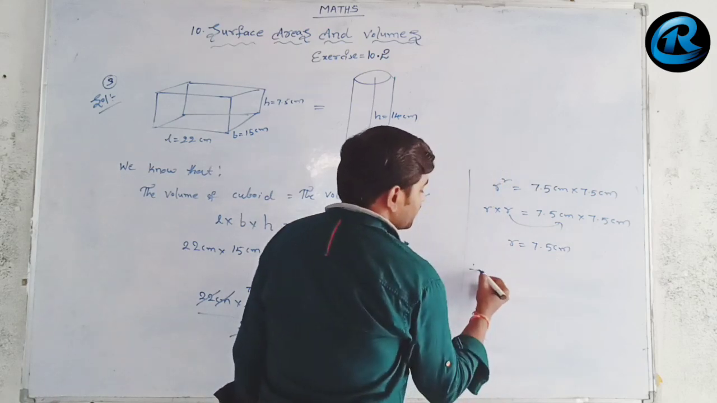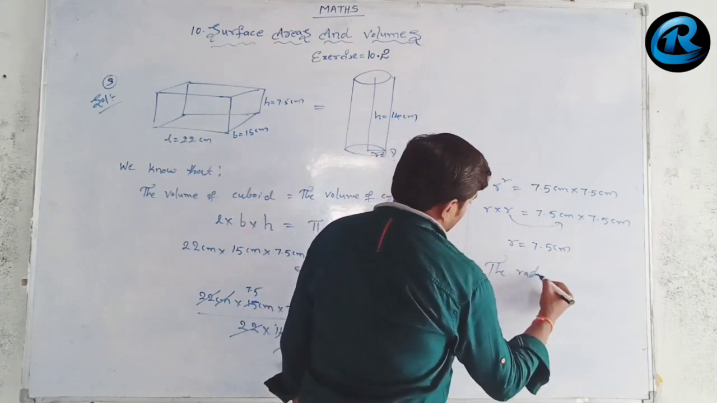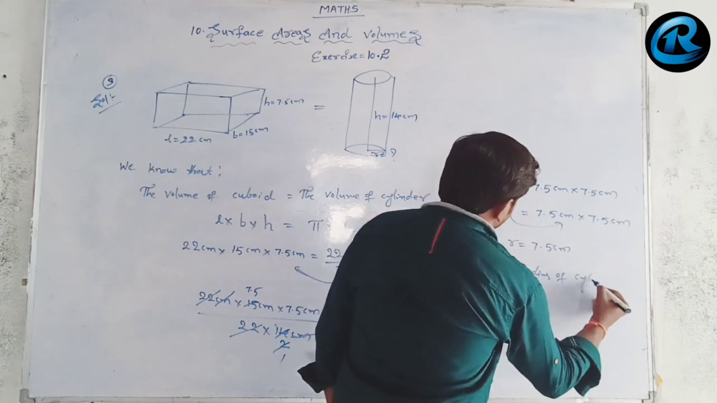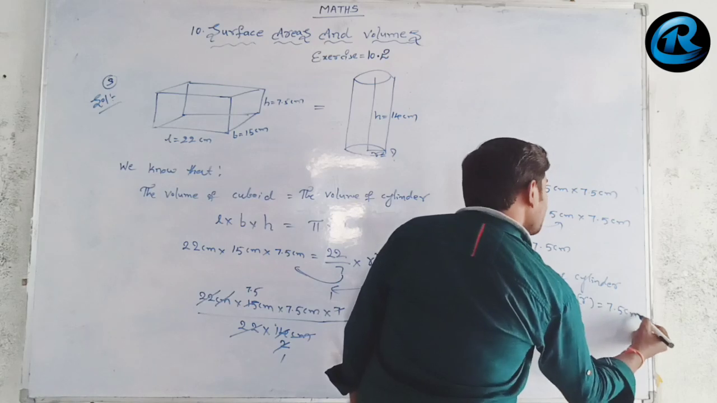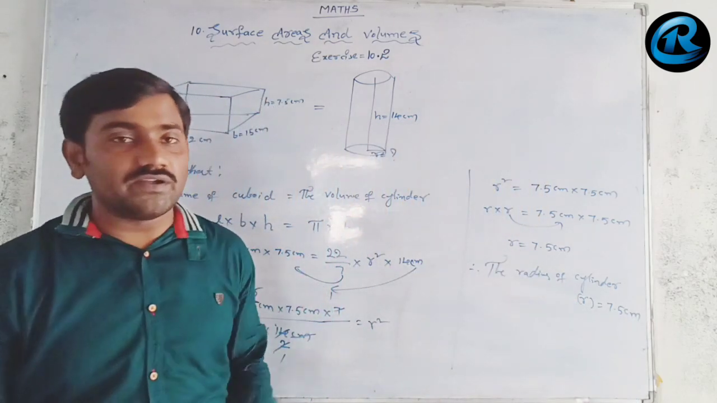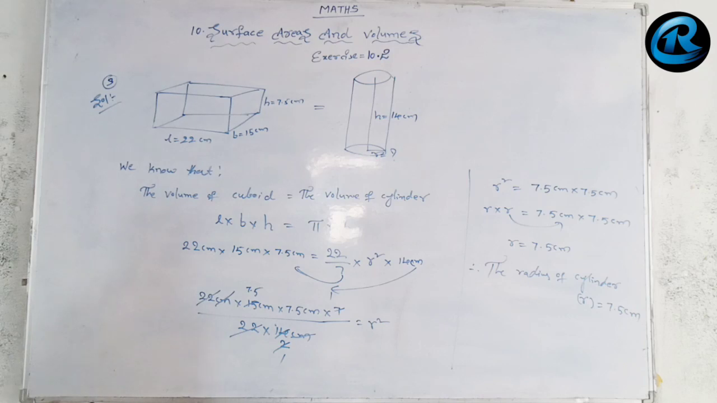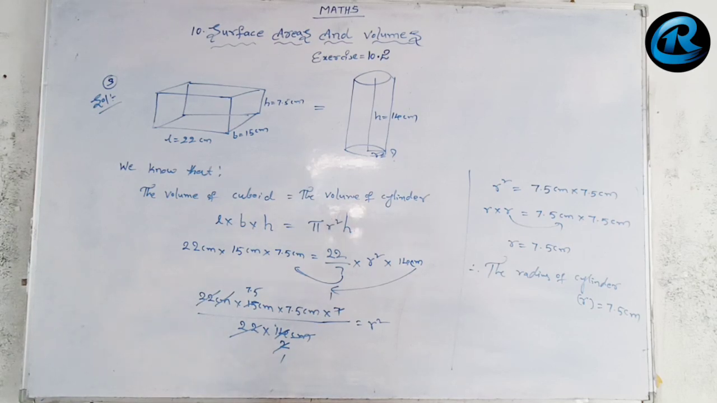So what is the meaning of r here? The radius of the cylinder, r equals 7.5 centimeters. Simply found out, very easy. So these kinds of questions will also be very helpful in your next class. In the 10th class you get the same kind of problems, converting volumes from one solid figure to another solid figure. So we go for the next one.